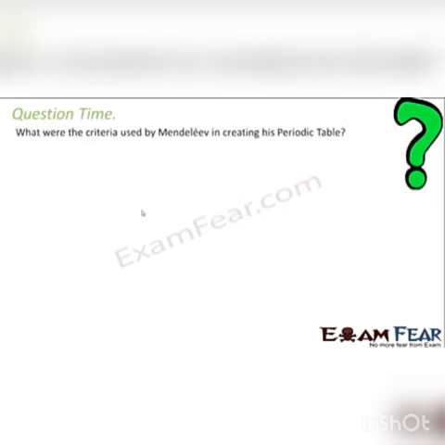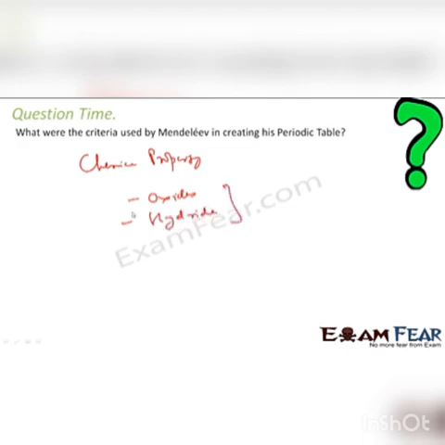What was the criteria used by Mendeleev in creating the periodic table? Obviously, he used the chemical property, right? So he found the oxides and hydrides of the elements, and based on the oxides and hydrides, he created the groups. And then ordering in the group was based on atomic mass. So this was the first criteria, and this was the second criteria.